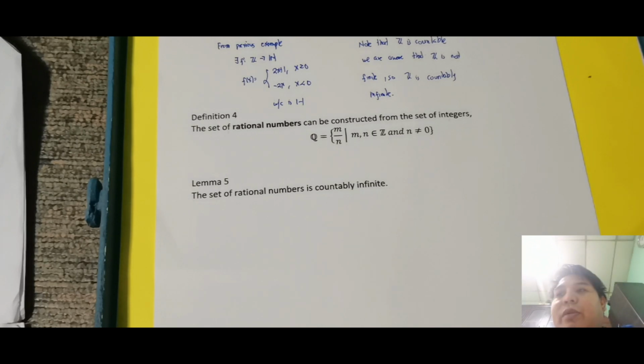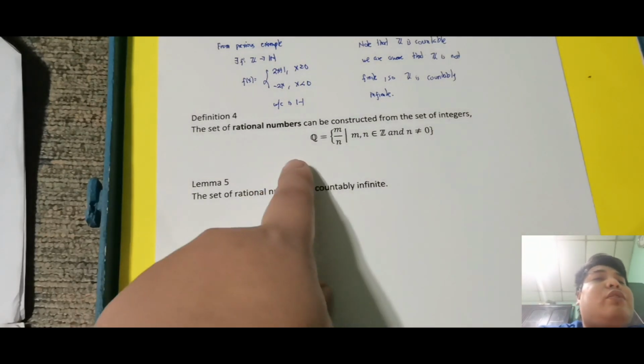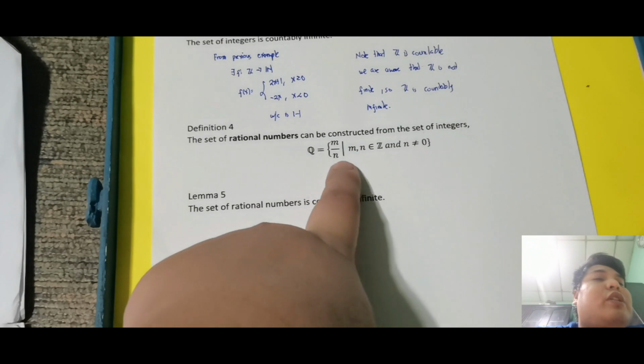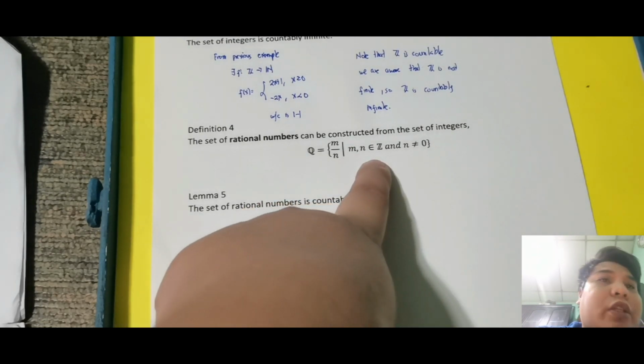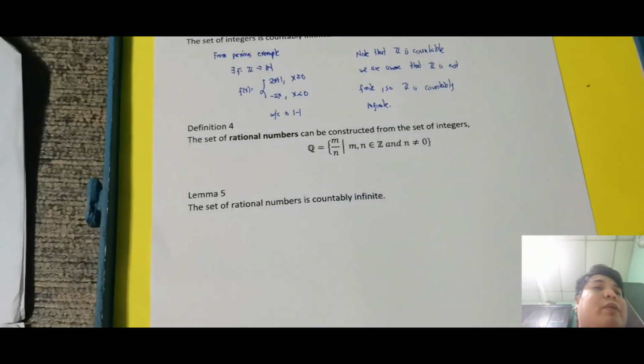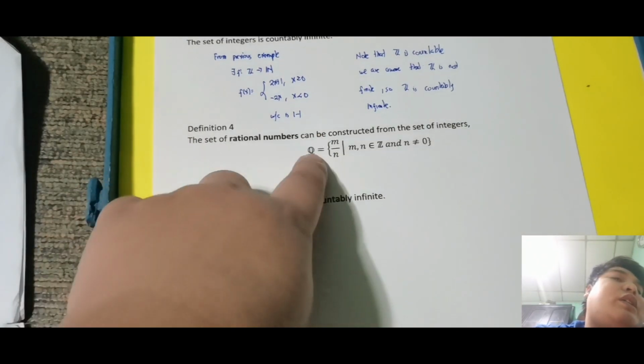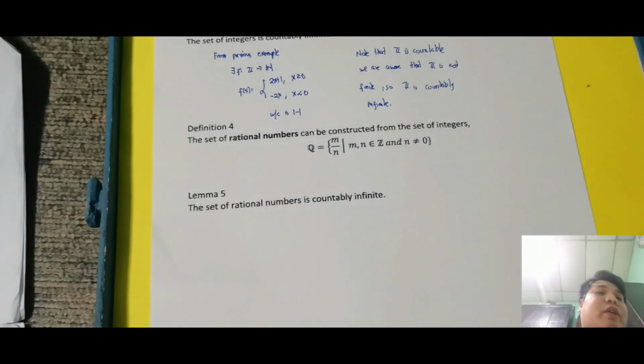So this is definition number 4. The set of rational numbers can be constructed from the set of integers, and that is the set Q, a set containing m over n such that m and n are elements of integers and n is not equal to 0. Tama naman. So integers yung sa taas, then dapat yung n is not equal to 0 para hindi siya mag-undefine. Okay, ngayon, meron akong napansin dito sa Q na yan.